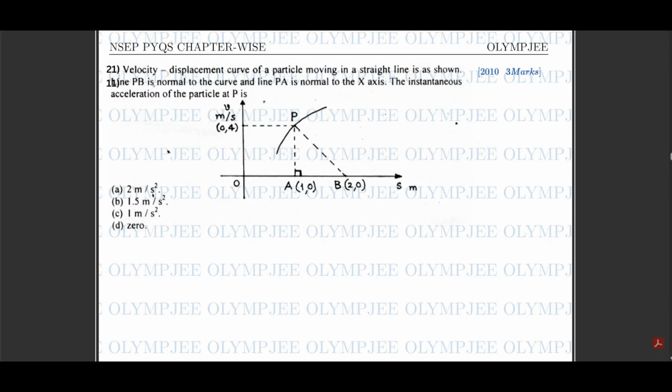So question 21 says that velocity displacement curve of a particle moving in a straight line is as shown. Line PB is normal to the curve and line PA is normal to x-axis. The instantaneous acceleration of particle P is. So we are given velocity and displacement and we have to find acceleration. So we know the relationship.